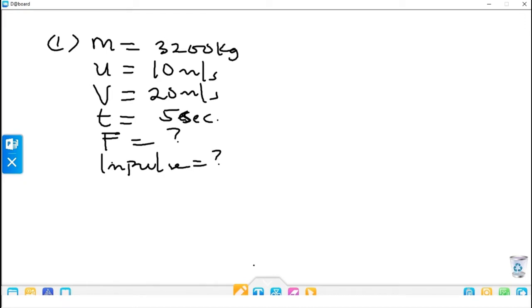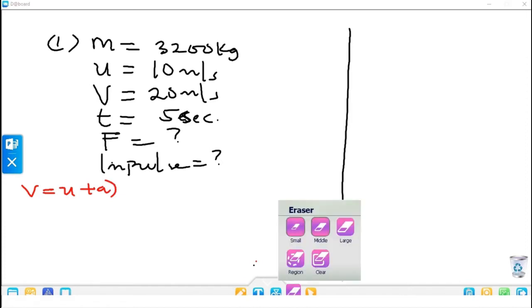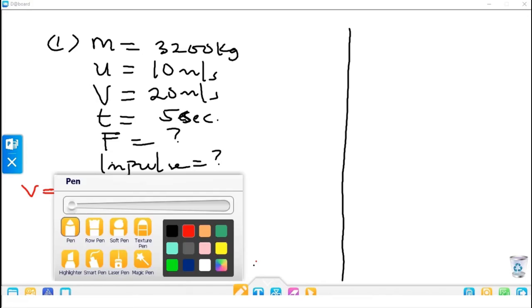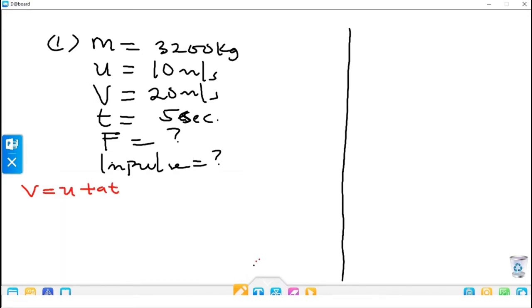Now, with this, we're going to use the first equation of motion. From the first equation of motion, recall that v equals u plus at. So from this, we are looking for acceleration. So we can make acceleration the subject of the formula.